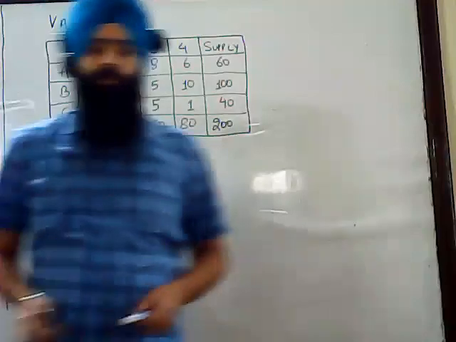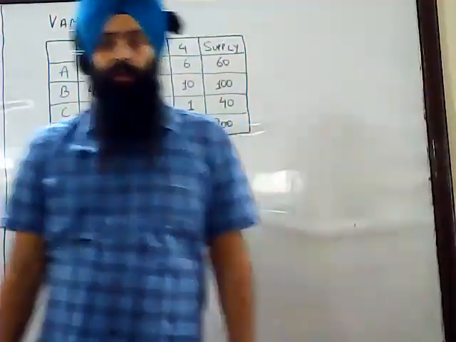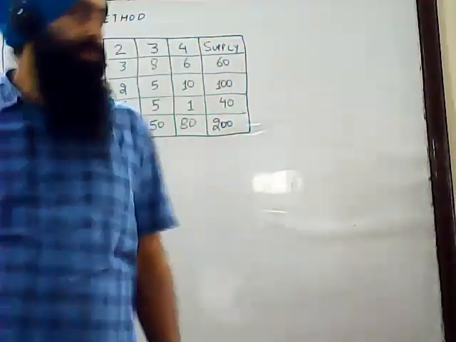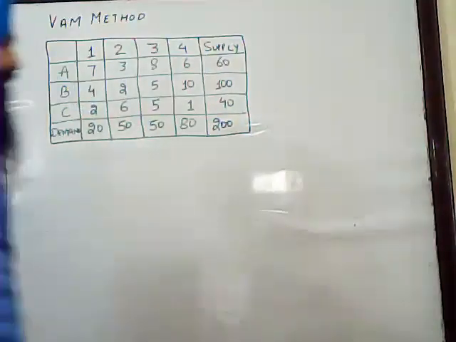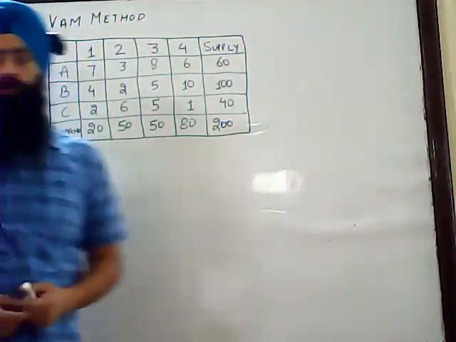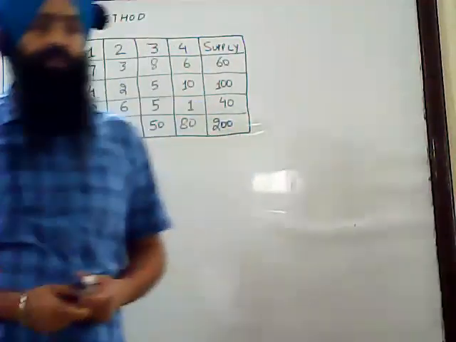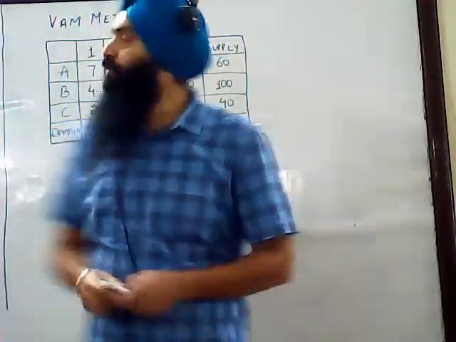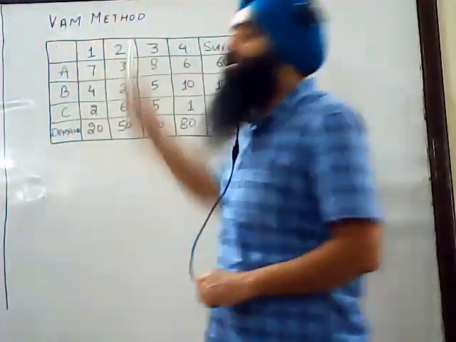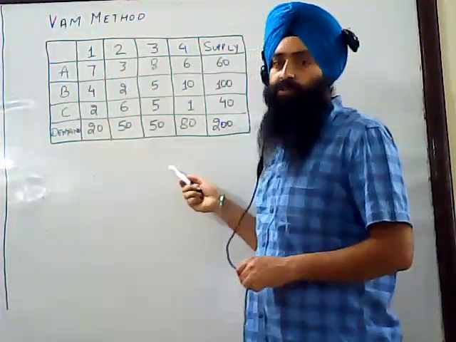Hello everyone. Today's topic of discussion is the VAM method. The VAM method is basically used in case of transportation problems. Before this, we have discussed the northwest corner method and the least cost method. The third method is the VAM method. The full form of VAM is Vogel's Approximation Method. The solution by this method is much closer to the optimal solution.